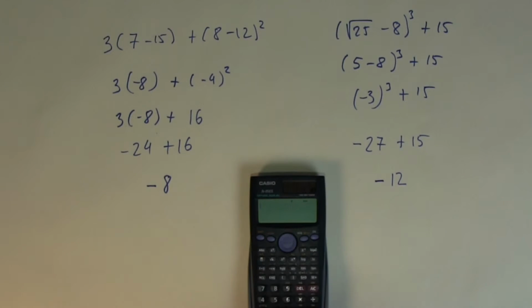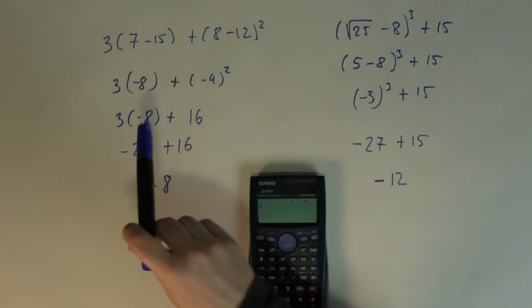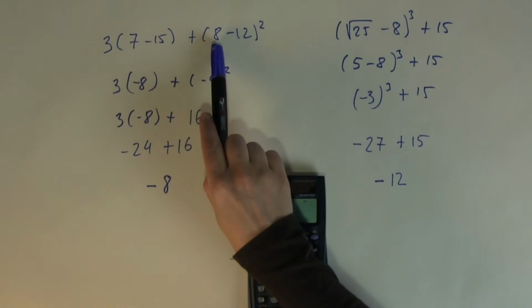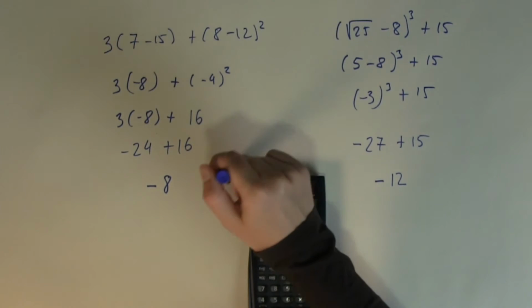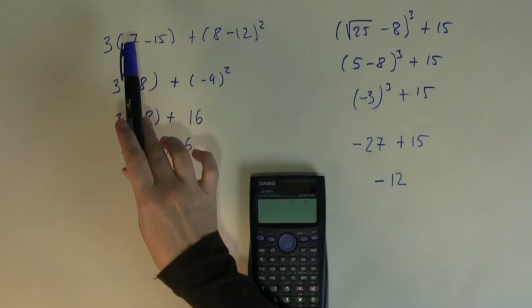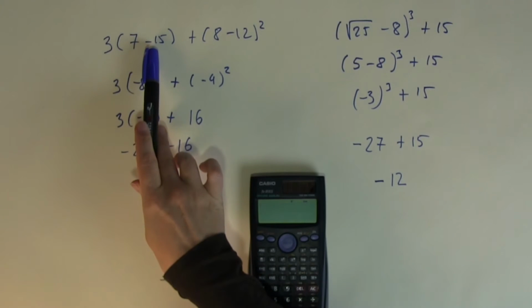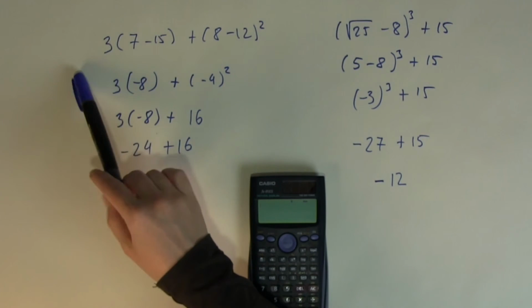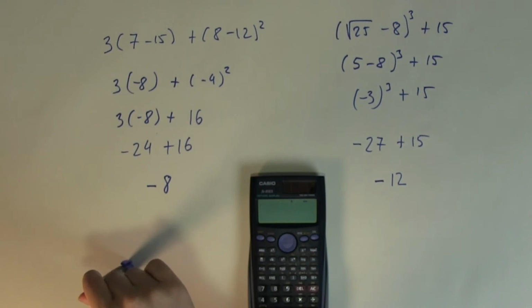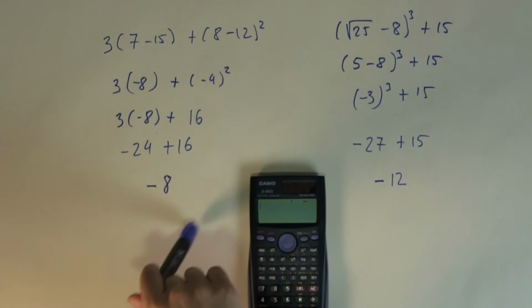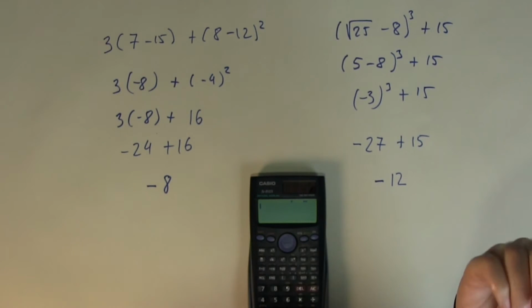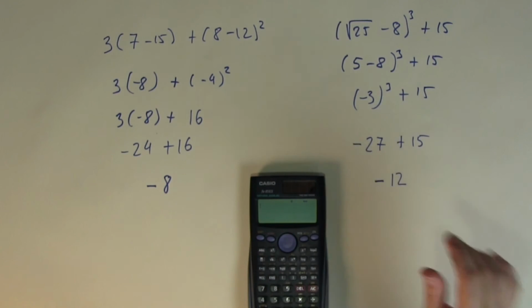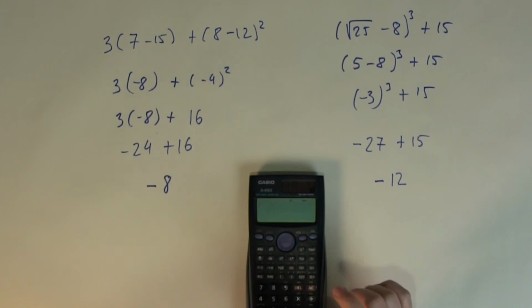Now, if I was to do this with an ordinary calculator, I would need to tell the calculator which operations to do first. So, first of all, I would need to do the 8 minus 12, then square that, and write down the answer to it. Then I need to do the 7 minus 15, multiply the answer to that by the 3, write it down again, and add the two things together at the end. So quite a lot of staged steps involved. However, with the scientific calculator, I can just write this all in one go.